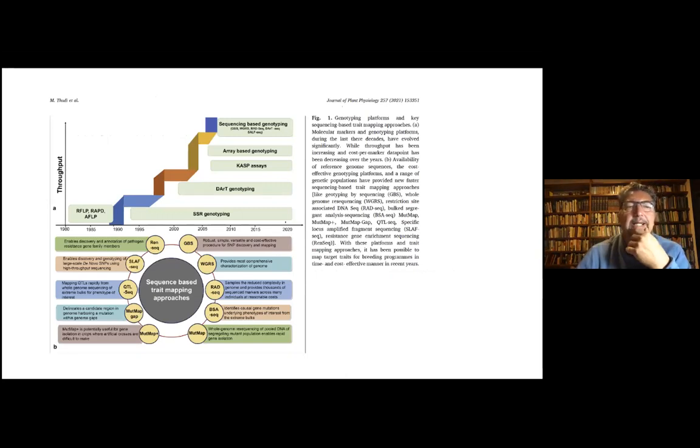So here they put a very nice figure showing the sequence-based trait mapping approach. So now we are having different types of techniques that help us to do a better characterization of these genomes. GBS is genotyping by sequencing. It's a robust, simple, versatile, cost-effective procedure for SNP discovery and mapping.